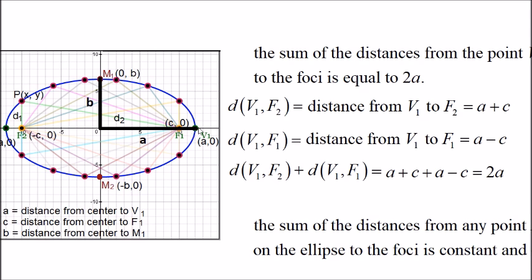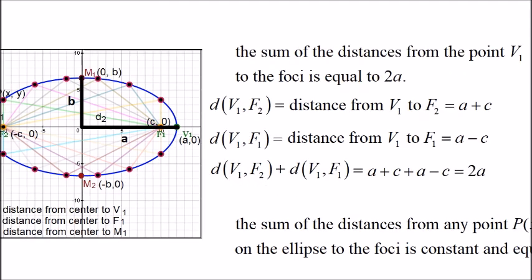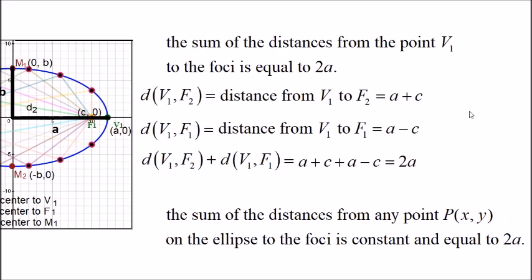And so that means that for any point on the ellipse, the sum of the distances from the point to focus 1 and 2 will be 2A. So any point on the ellipse, the sum of the distances from the point to F1 and F2 will be 2A.